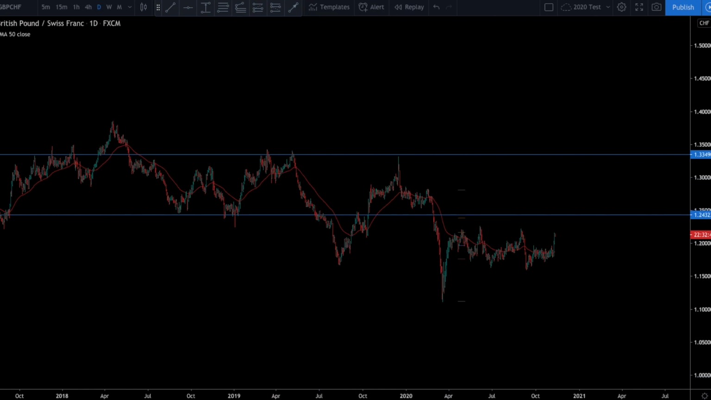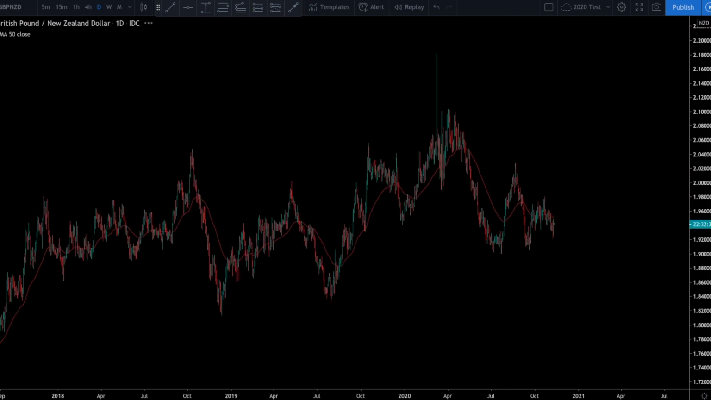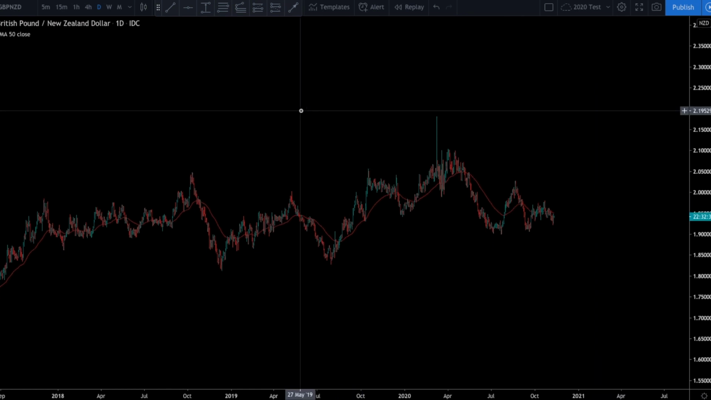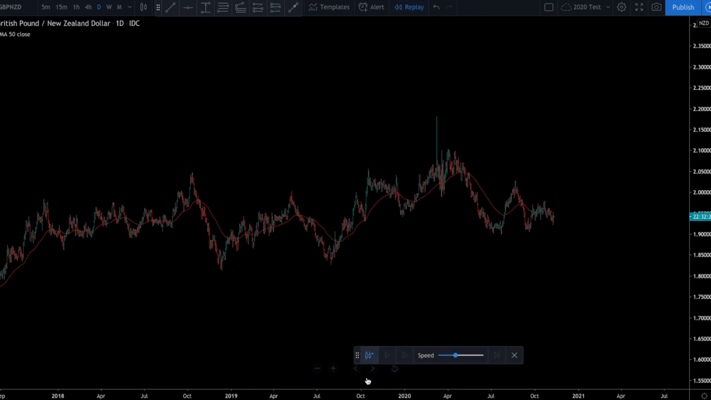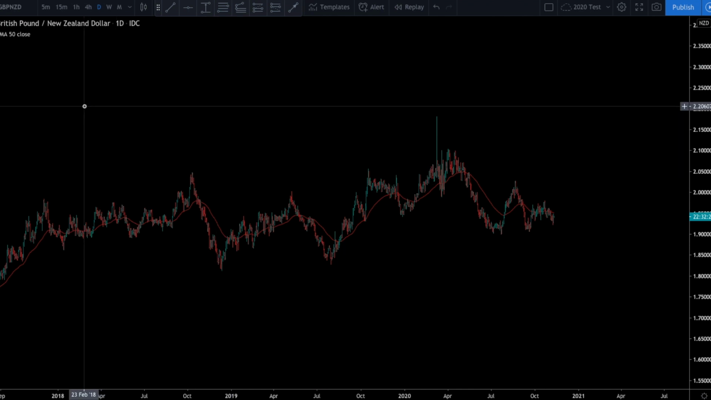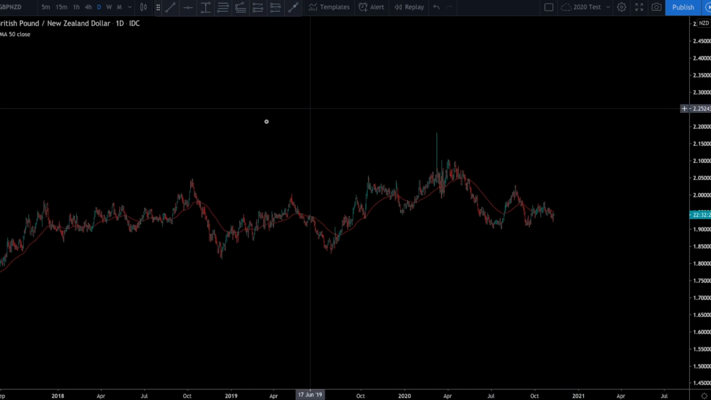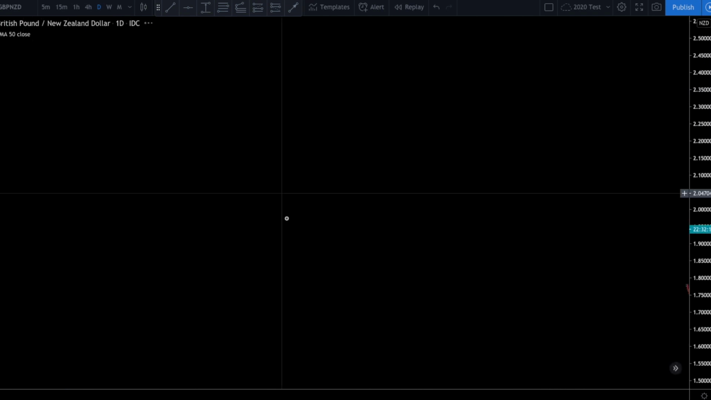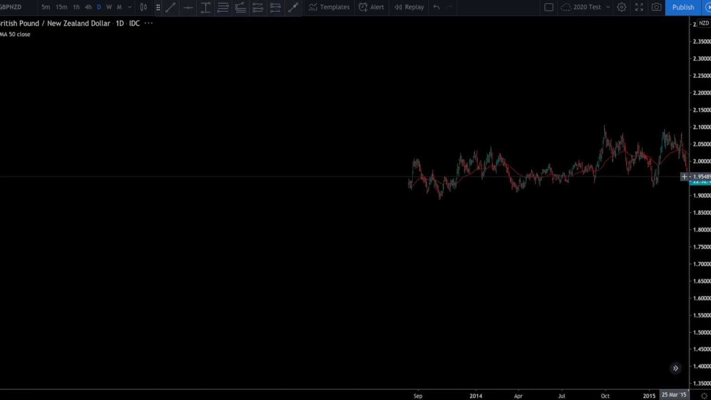These aren't the charts I actually trade off of. So I'm just going to pick a random pair. Let's go to pound New Zealand dollar, and we are going to go back to a year that I have not back tested before. I'm going to try not to look. Let's just go back to 2015 and try not to look.